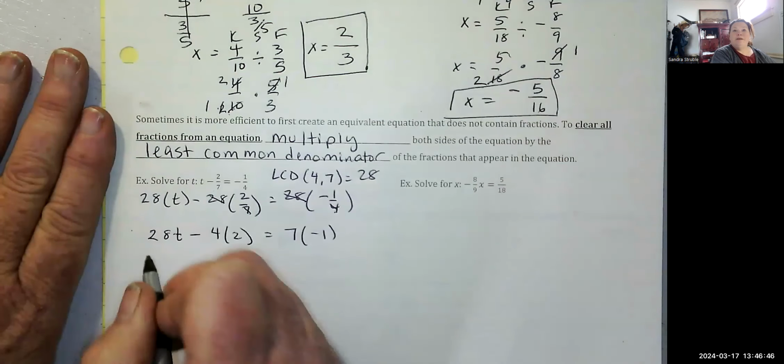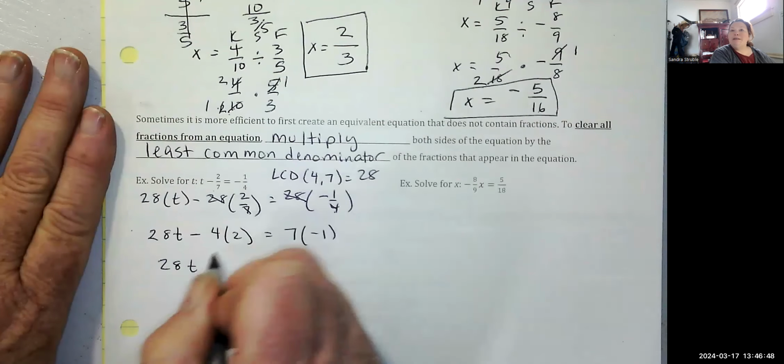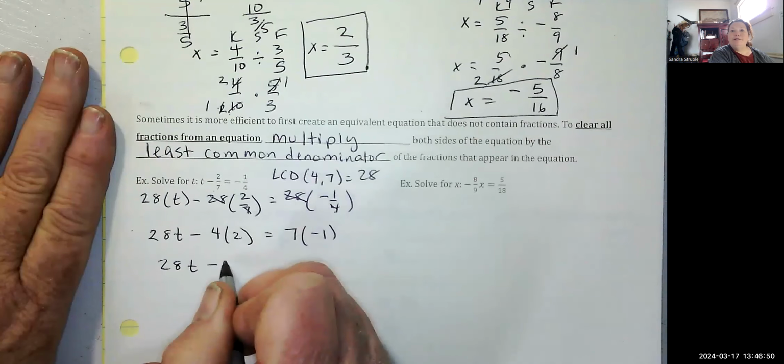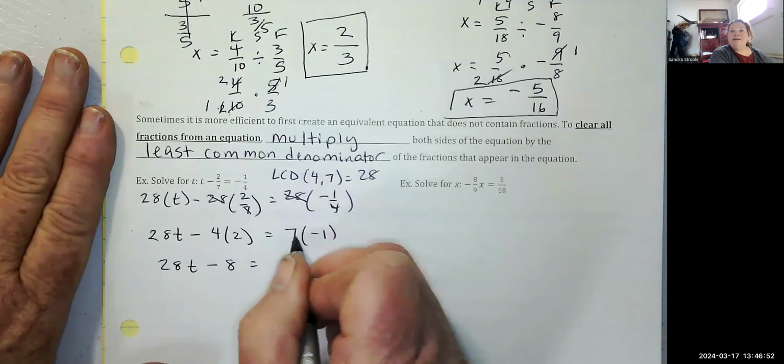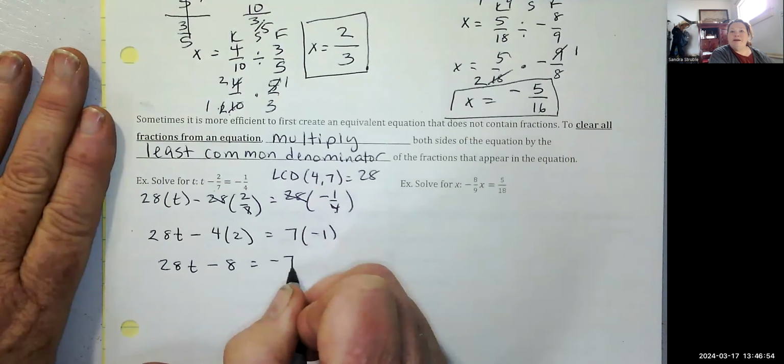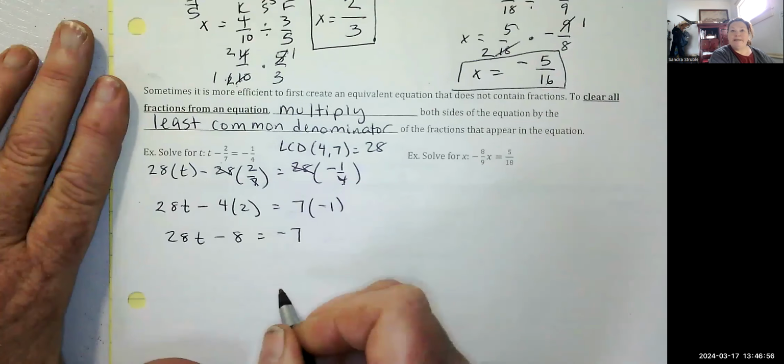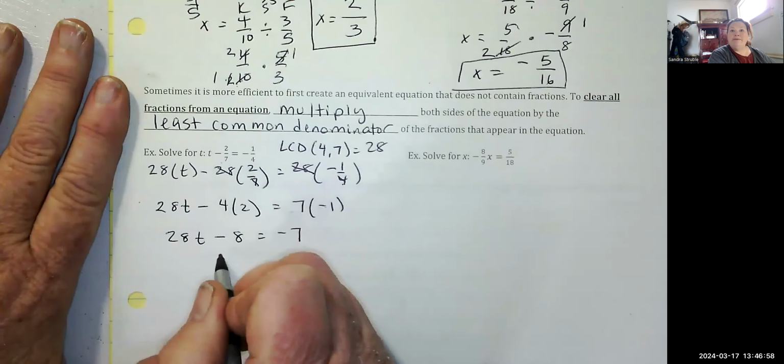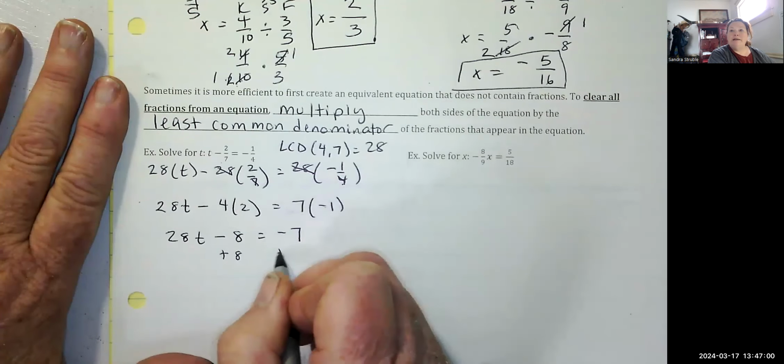Fractions are gone. We have 28t. I'm just going to simplify. Negative 4 times 2 is negative 8. Negative 1 times 7 is negative 7. I'm going to solve for t. Start by getting rid of the negative 8 by adding 8 to both sides.